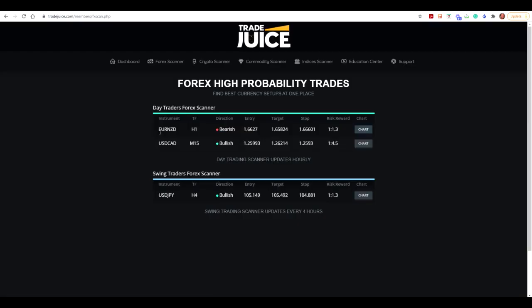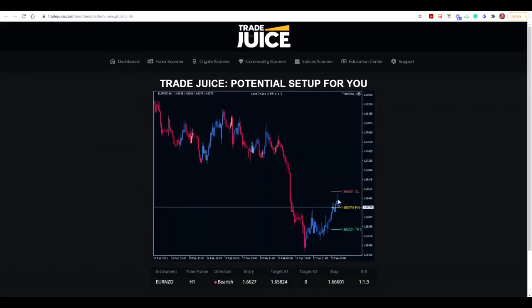Hello everyone, and I'm on the Tradeology platform. I see that there is a setup appearing right now on the New Zealand dollar, 1 hour, bearish. I've got my entry, target, stop, and my risk to reward set. And if I check the trade, I can see where to enter, where to set my stop, and where to set my take profit target. So I'm about to enter that now.